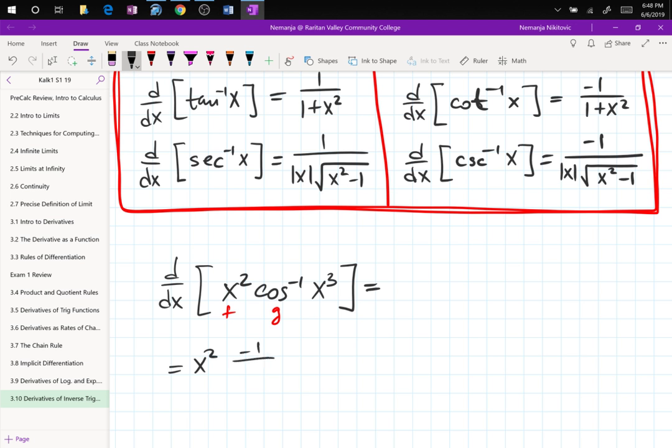That's going to be negative 1 over square root of 1 minus x squared. So that's the derivative of, but then it wasn't x squared, it was x cubed, so this needs to be x to the 6, and then we have to multiply by 3x squared, chain rule, because it's x cubed, plus cosine inverse of x cubed, and then 2x.